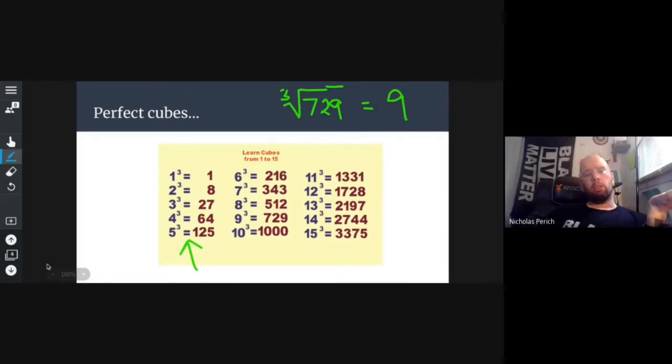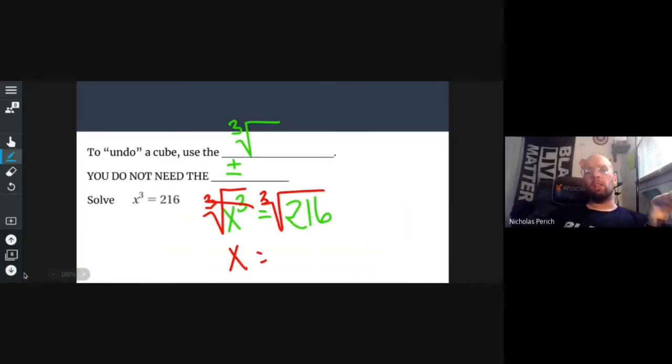It is. The cube root of 216 is 6. In other words, 6 times 6 times 6 is 216. The reason why we don't include the positive or negative is because negative 6 times negative 6 times negative 6 is not positive 216. It's not. Cubes is different. Let's watch a video.